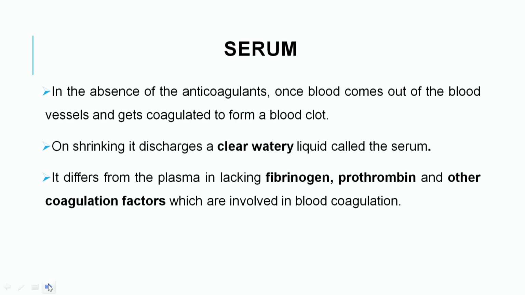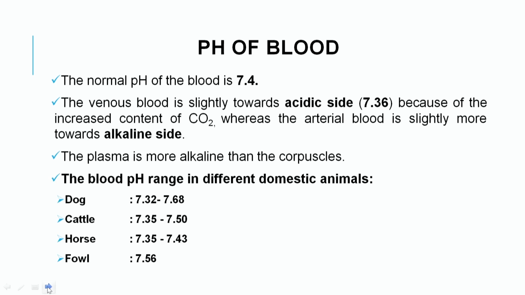Serum. Serum is a watery fluid. Once the blood oozes out from the blood vessels, the blood will clot, and after retraction of the clot, that watery fluid oozes out from the clot. That is called serum, and it is devoid of the clotting factors such as fibrinogen, prothrombin and other coagulation factors which are involved in blood coagulation. This is called serum.